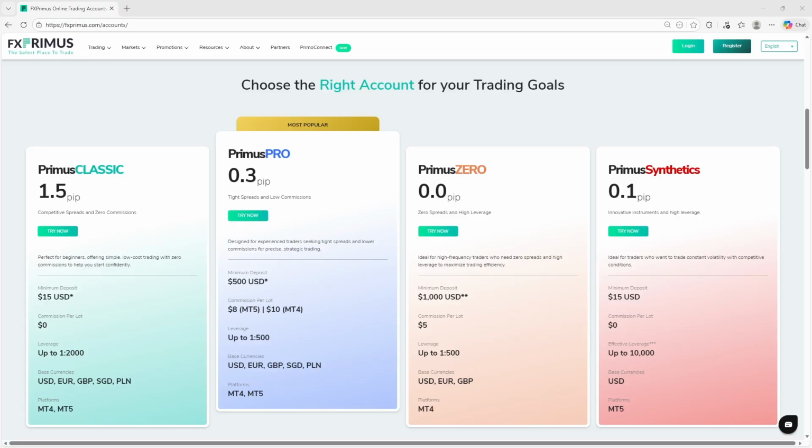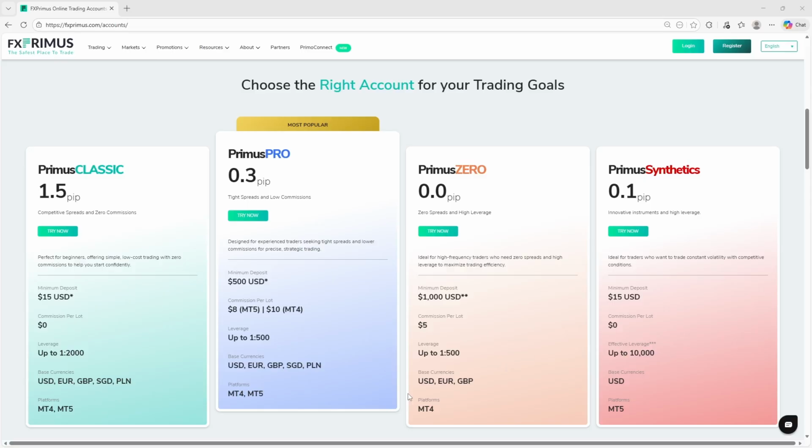commission, making it more suitable for scalpers or high-frequency traders who prioritize spread compression over simplicity. FXPrismus also offers a synthetics account with ultra-tight spreads and extremely high effective leverage, designed specifically for traders looking to trade proprietary synthetic instruments rather than traditional forex pairs.